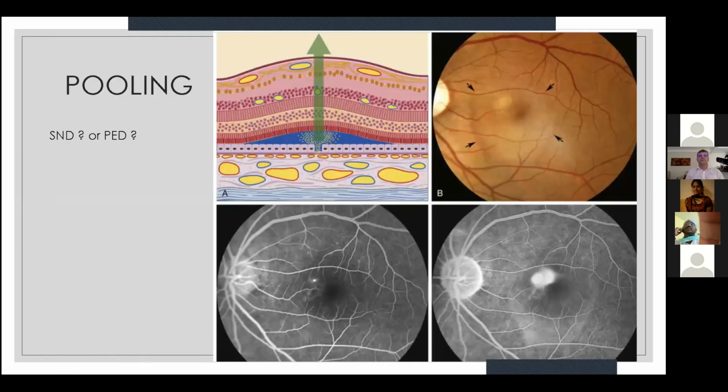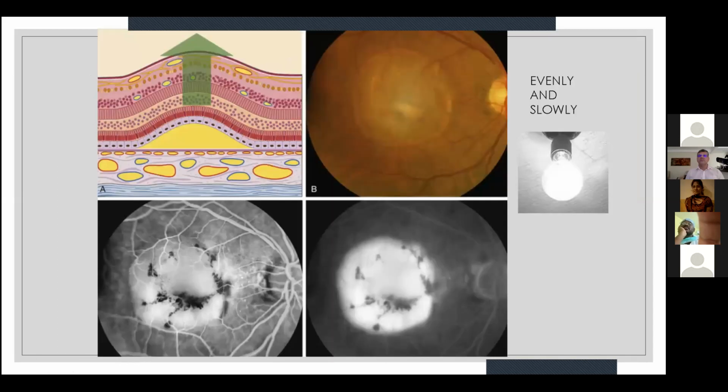Coming to pooling, the next type is pooling. As we can see here, pooling is usually seen in a sensory neural detachment or a PED. In this schematic diagram, we can see that the neurosensory retina has been detached from the RPE. This is a typical case of CSR where we can see an ink blot pattern. There is an increase in fluorescence by the end of the angiography. This is nothing but pooling.